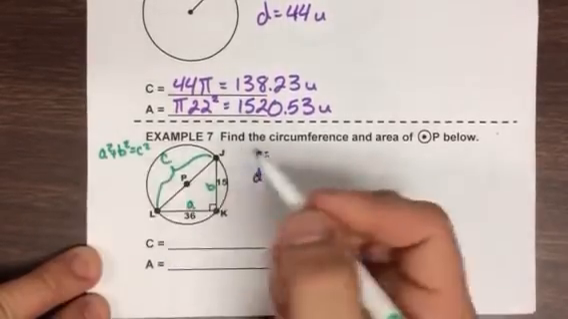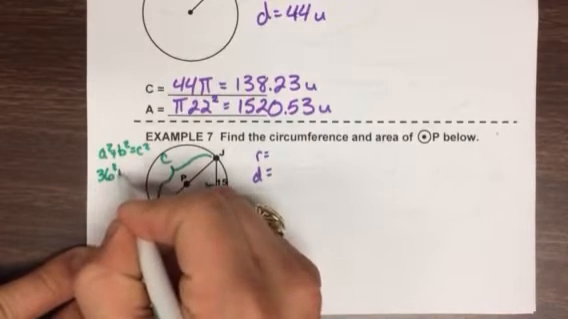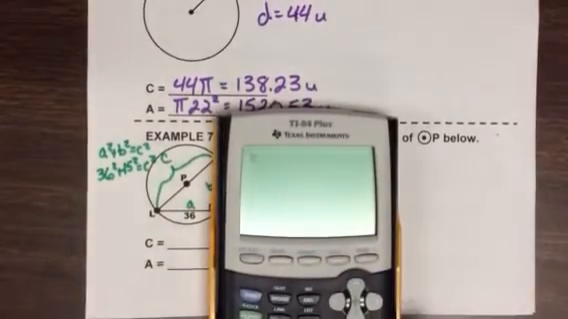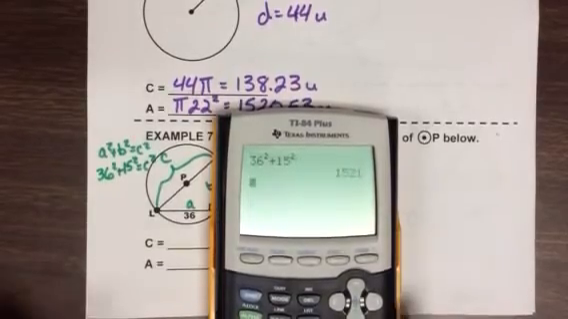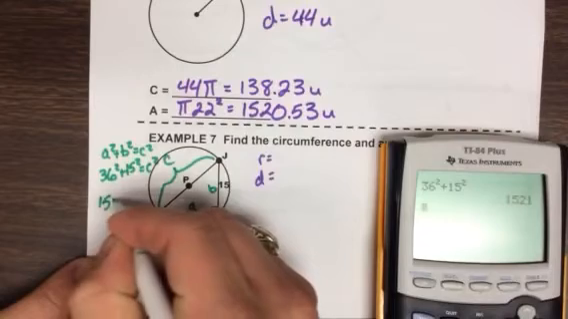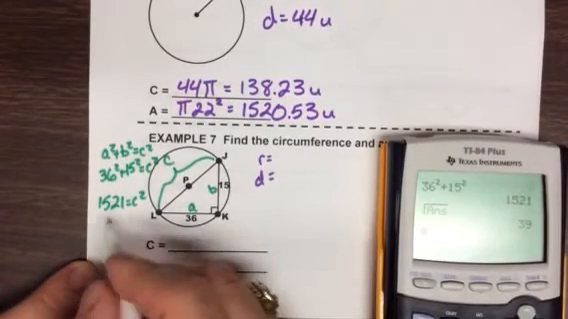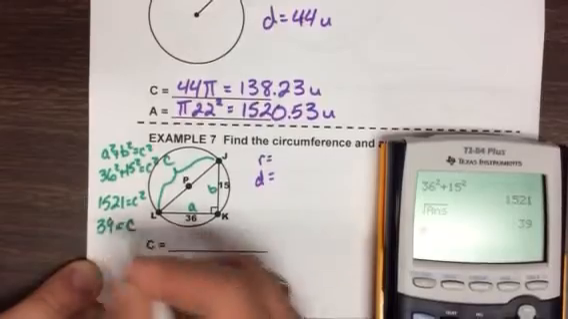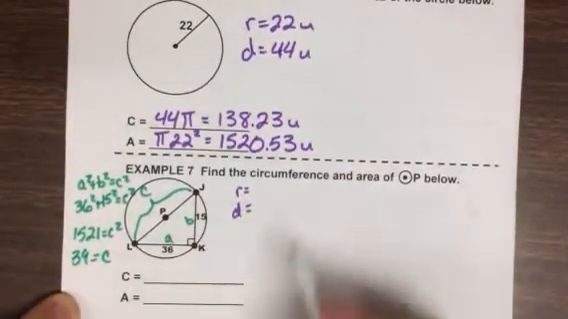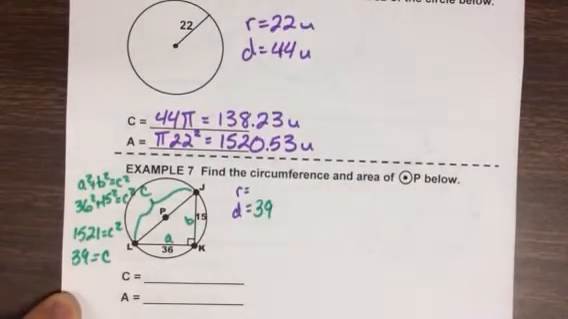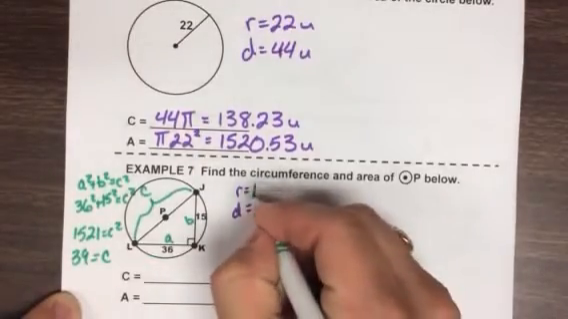So I can say 15 squared and 36 squared equals c squared. So 36 squared plus 15 squared is 1521 equals c squared. So we got to take the square root. And we find that c is 39. So c is 39, that is the whole distance across. So the diameter is 39, and the radius then would be half of that, which would be 19.5.